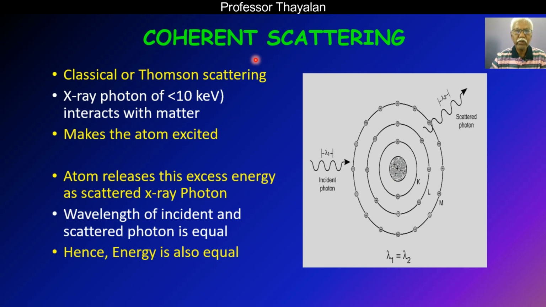Let us discuss coherent scattering. It is also called classical scattering or Thomson scattering, after the scientist J.J. Thomson. An X-ray photon having energy less than 10 keV interacts with the matter. It makes the atom excited. The atom releases this energy as a scattered X-ray photon. The wavelength of the incident and scattered photon is equal, hence the energy is also equal. In the picture, lambda 1 is the incident photon and lambda 2 is the scattered photon. Both wavelengths are equal after the interaction.